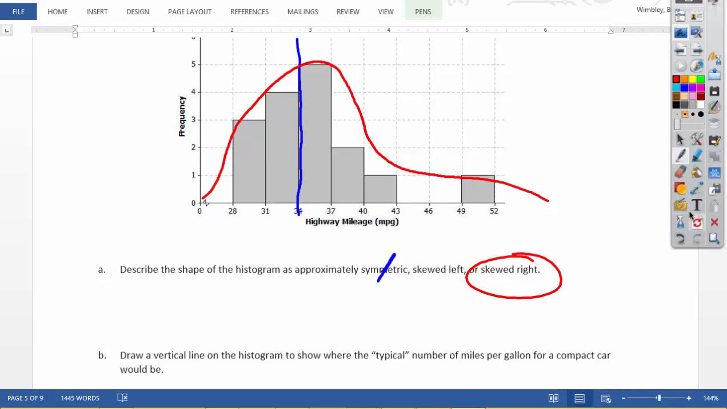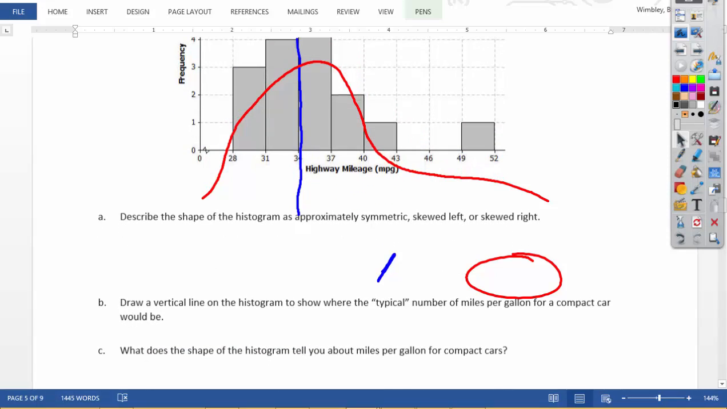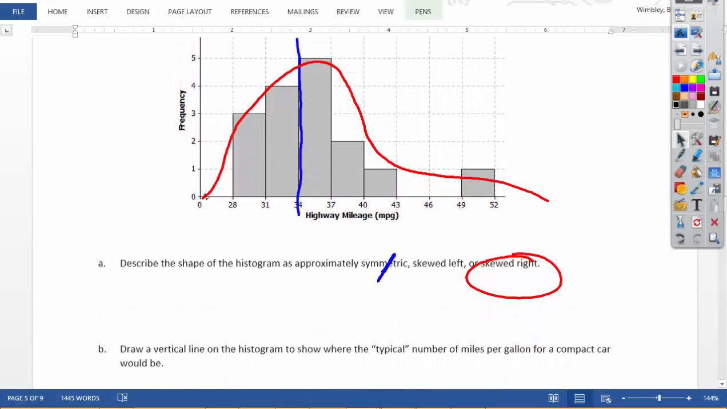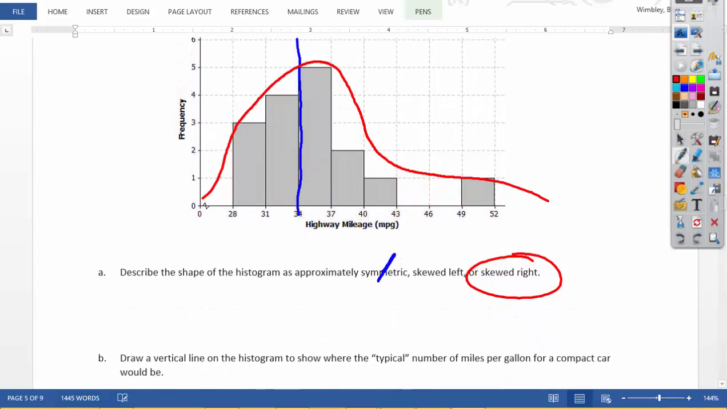All right, my next question is this. Draw a vertical line on the histogram to show where the typical number for miles per gallon is. Well, here's an acceptable one, but what's even more precise is if I draw it in the middle of that range. If I draw it right here in the middle. So what would my typical miles per gallon be?